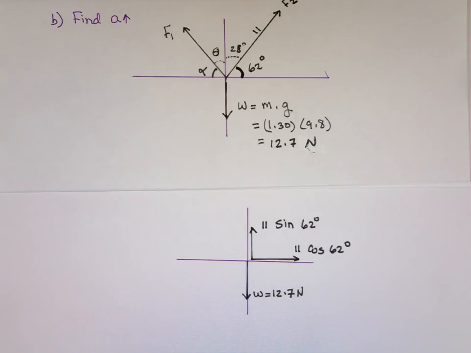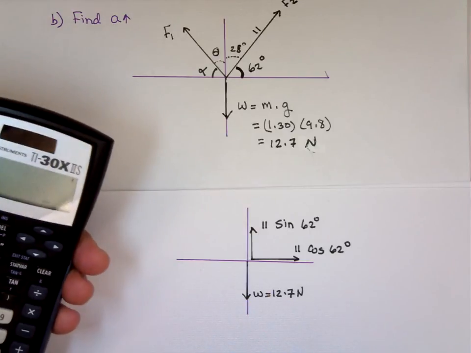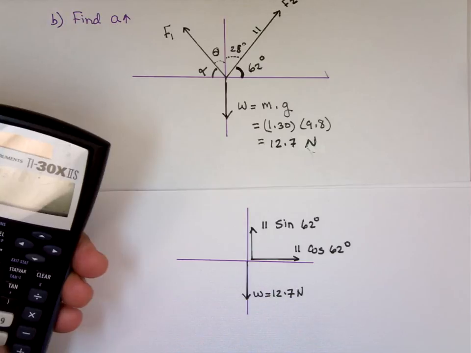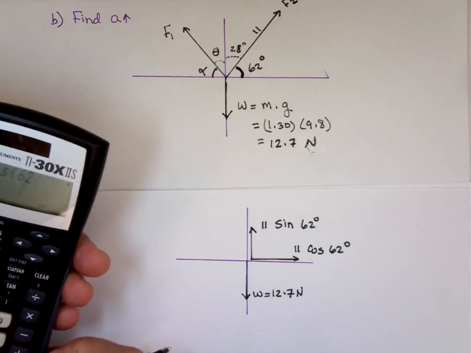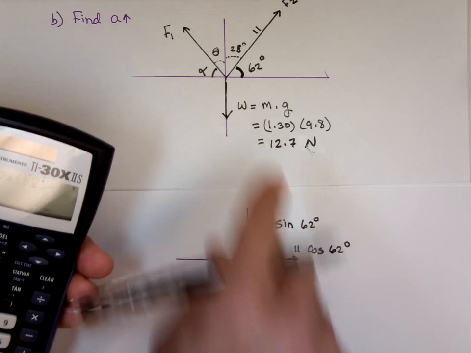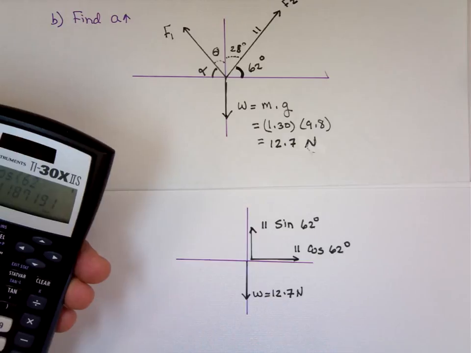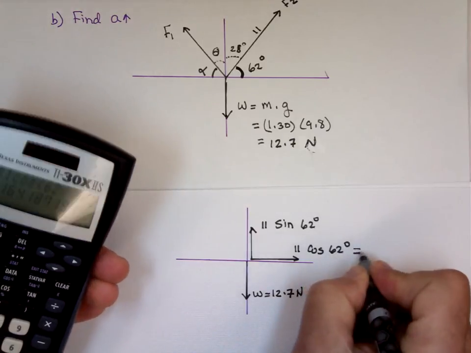I have a question. Why are we using 62 instead of 28? I'll answer that in a minute. 11 cosine 62, because if you want to stick with x being the cosine and y being the sine, you always want the angle with respect to the x-axis. Oh, got it. But I could have used the other angle. I'll show you in a minute there too.